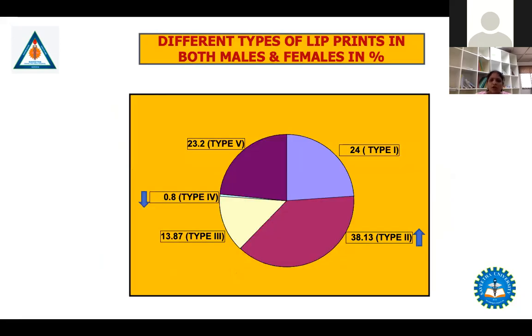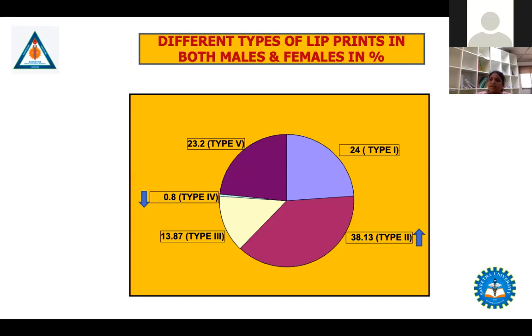So the overall observations in 750 individuals really proved that type 2 was maximum in the population where I had taken, and type 4 seems to be minimum.